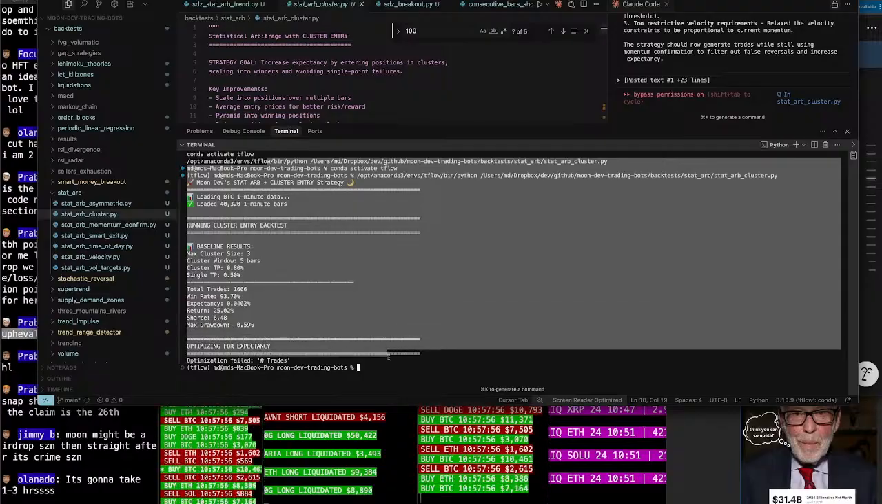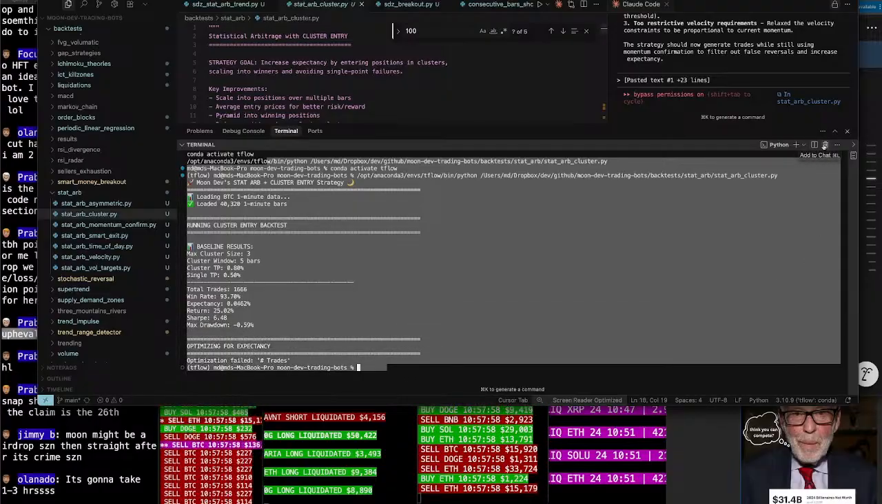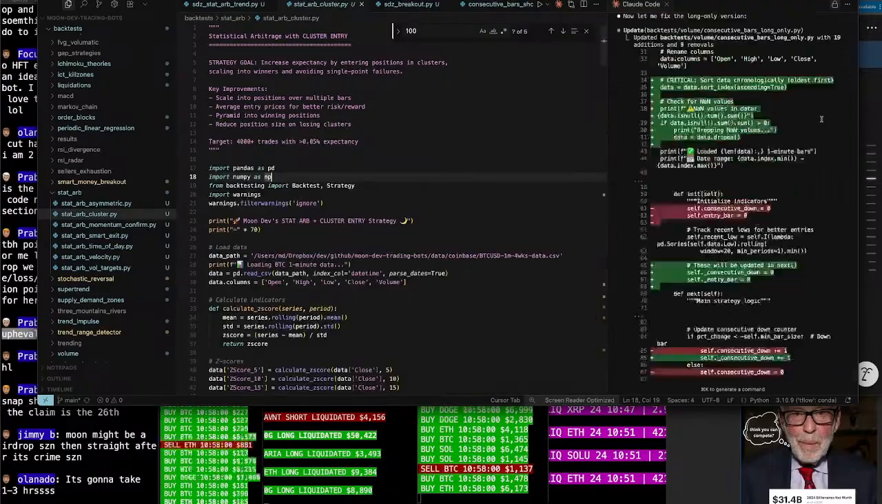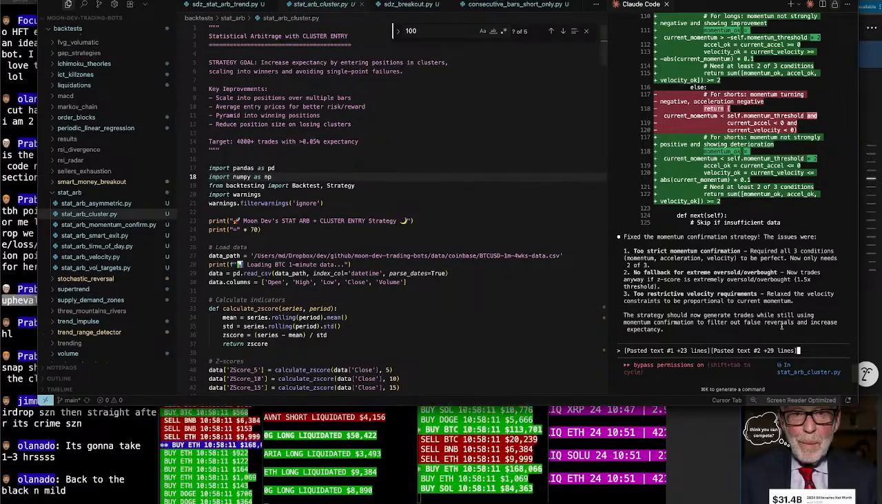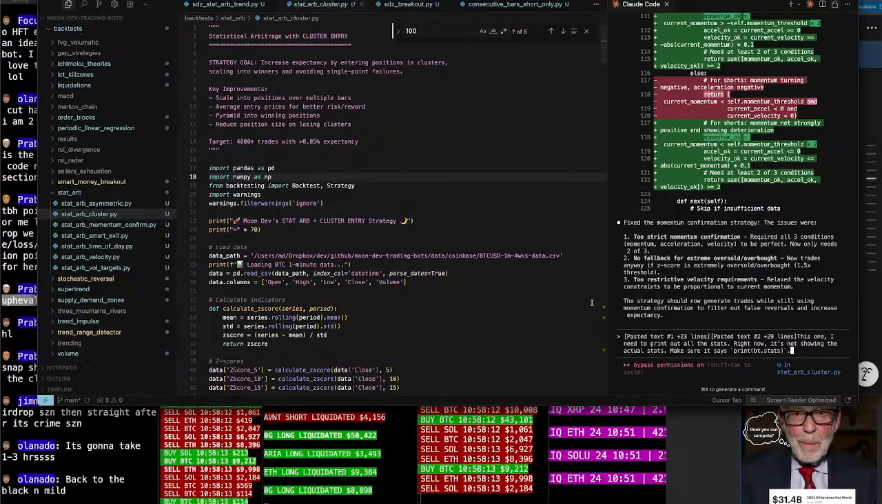This one needs to print out all the stats. But this looks straight up, dude. Cool. This one I need to print out all the stats. Right now it's not showing the actual stats. Make sure it says print bt.stats.